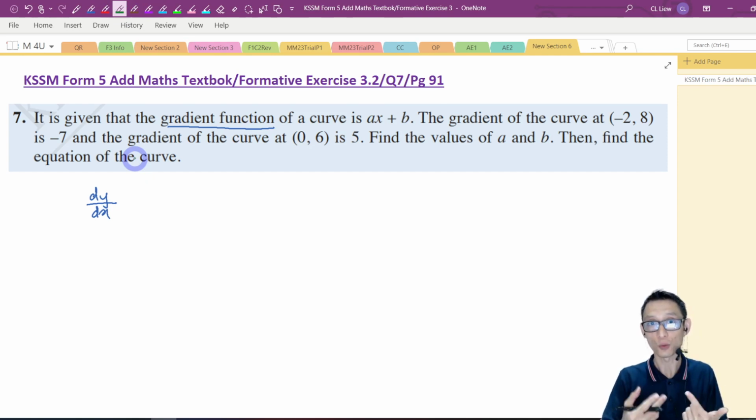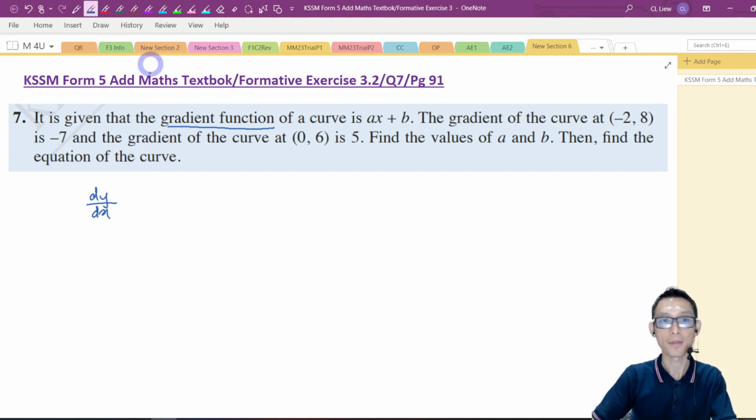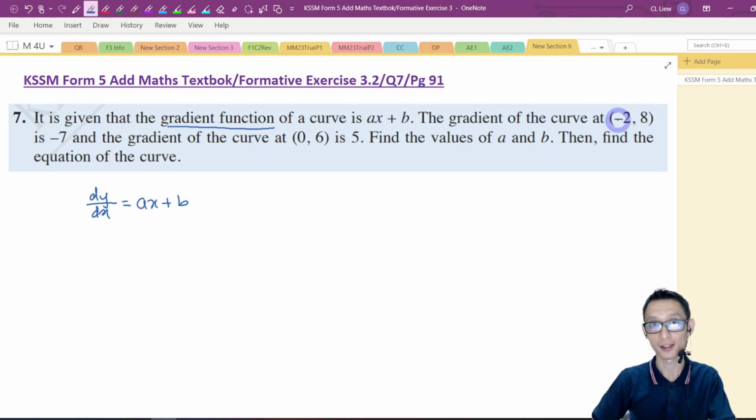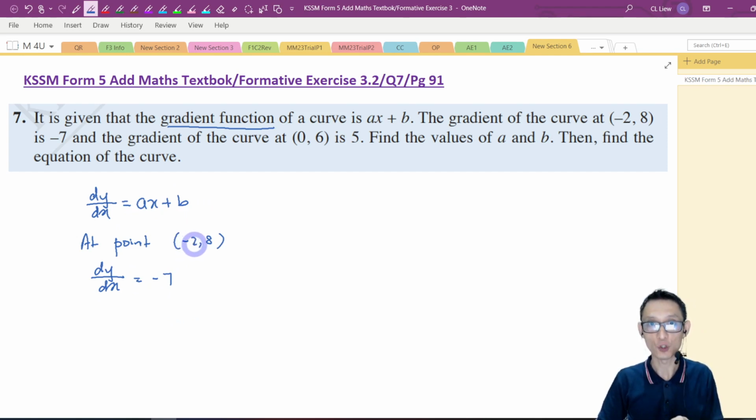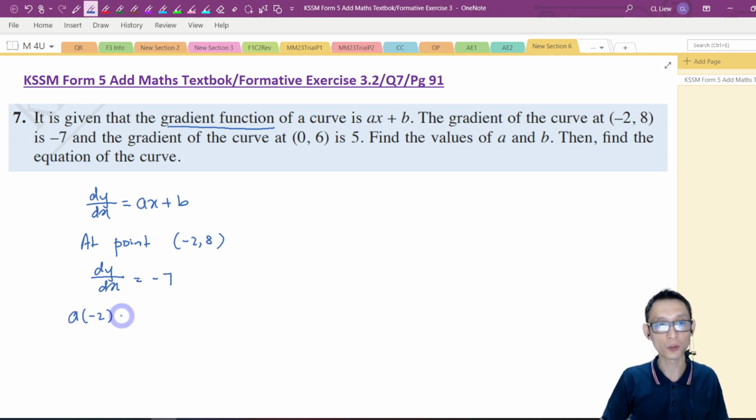We are learning integration. We go backward. Now, dy by dx is given by the question as ax plus b. The gradient of the curve, which means the gradient of the tangent of the curve at point negative 2, 8, is equal to negative 7. So at point negative 2, 8, we know that dy by dx is equal to negative 7. So what's dy by dx? ax plus b, right? So at point negative 2, 8, I bring the negative 2 and plug it in here. So a times negative 2 plus b is equal to negative 7.